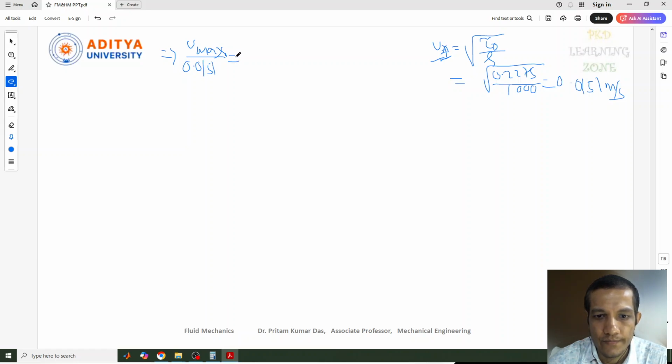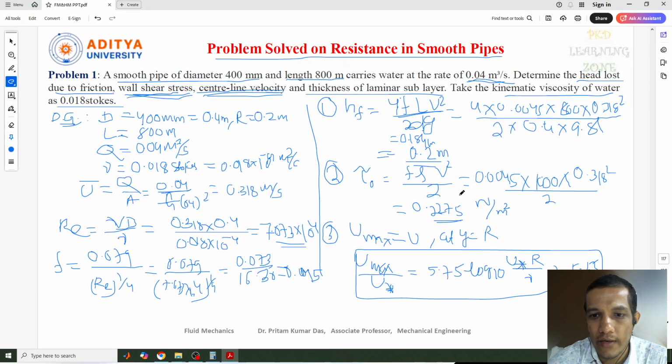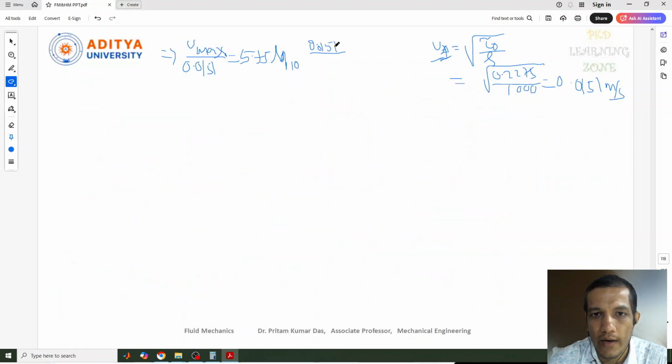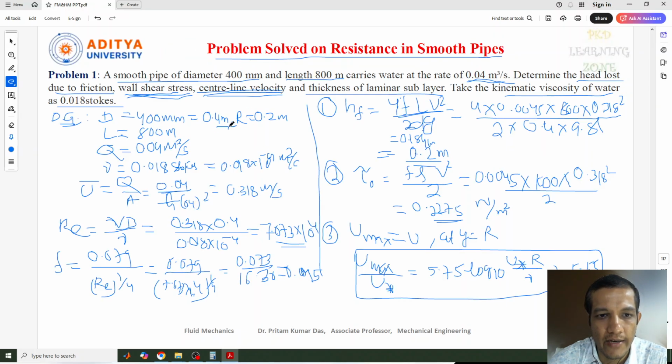0.0151 equal to 5.75 as per our formula. This is log 10, and u star value, again we will put the value of u star, what we got here, that is 0.0151 divided by nu, into r. R value how much? R value is nothing but radius. Radius, we have already taken diameter of 0.4 given, so r equal to 0.2.